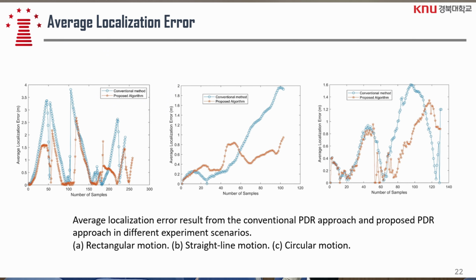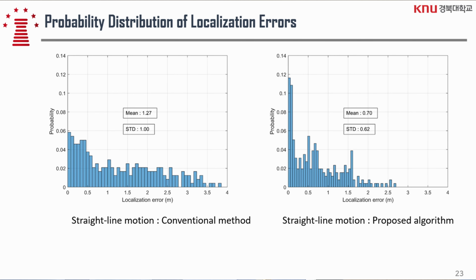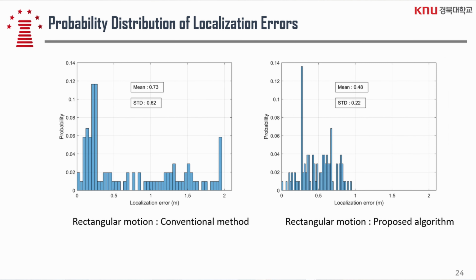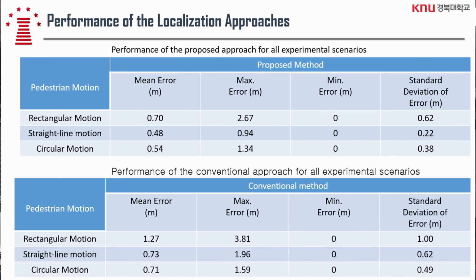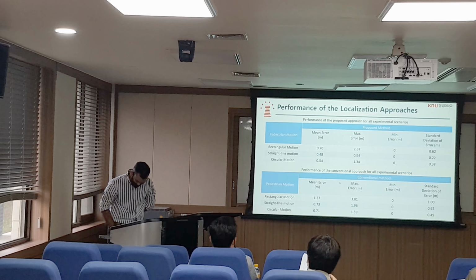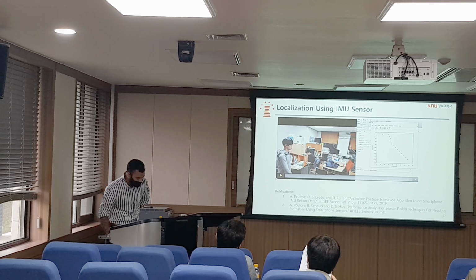Here is the estimated average localization error for the 3 scenarios, conventional method and proposed approach: rectangular motion, straight line motion, and circular motion. Also, we estimated the probability distribution of localization error for the conventional method and proposed approach for straight line, rectangular, and circular motion. So this table summarizes our entire results. From the table we can see our proposed method has significant improvement as compared to conventional approaches. And here is our demonstration video.